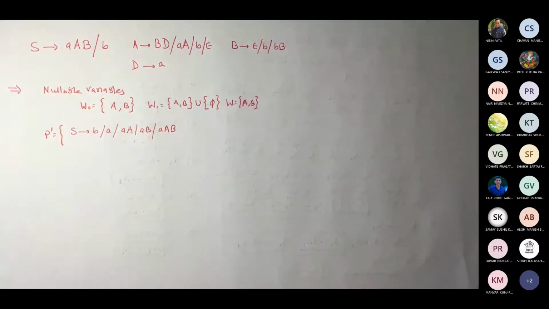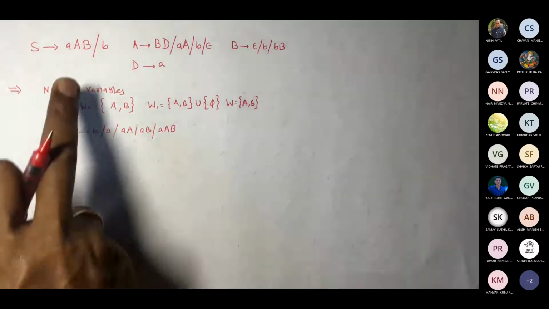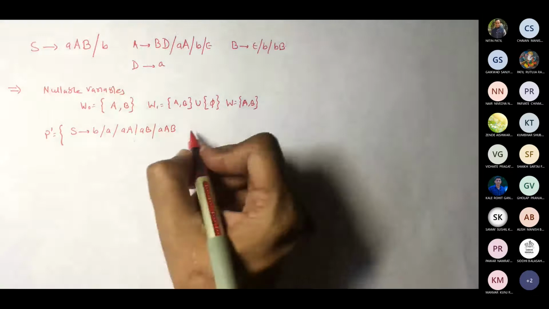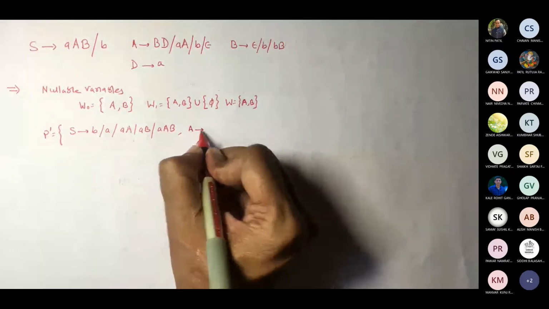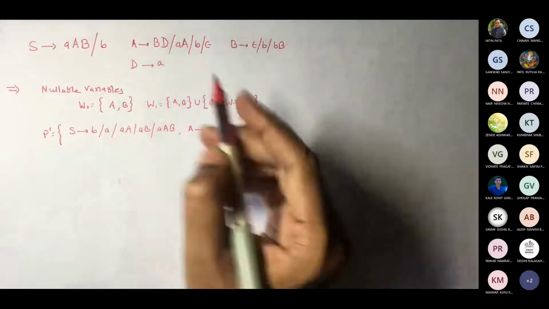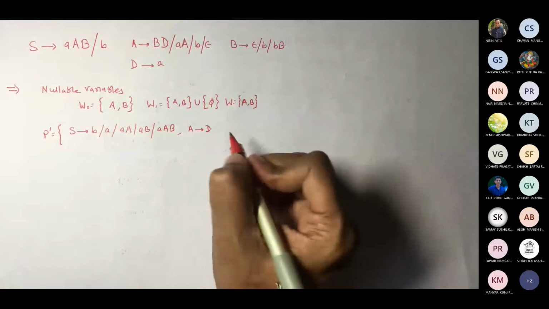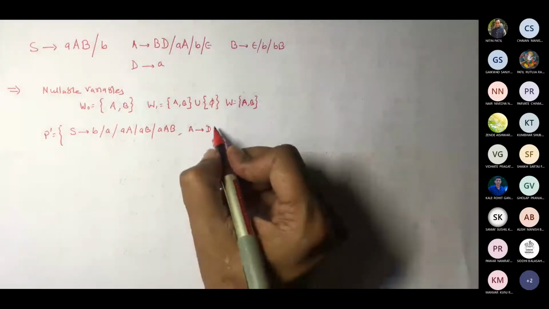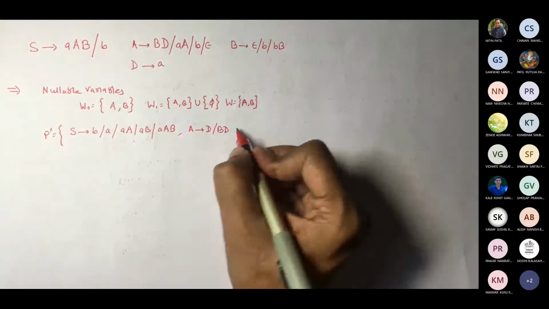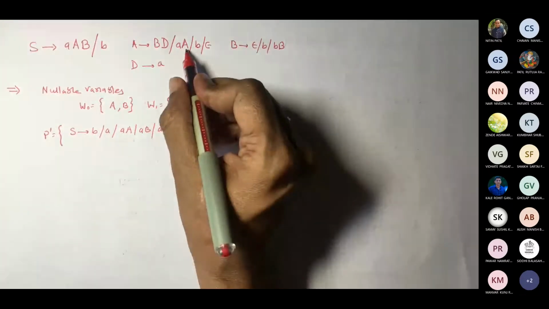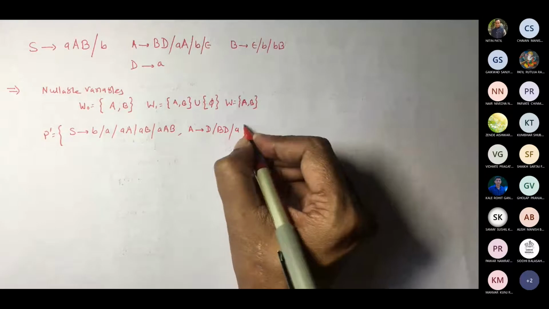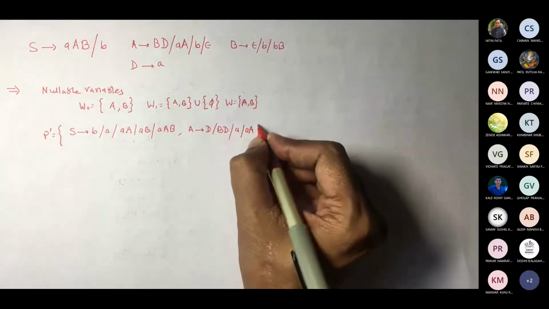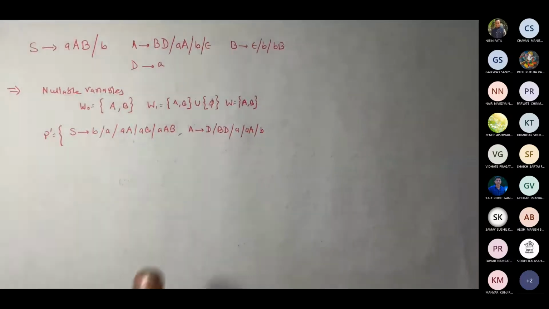Okay, now we are done with that. So let us talk about A. A also is nullable, B is also nullable. So you are getting A gives D. If I put B as null, correct? Then I get BD. Then if A is null, I get A, AA, D. So I don't write epsilon now.